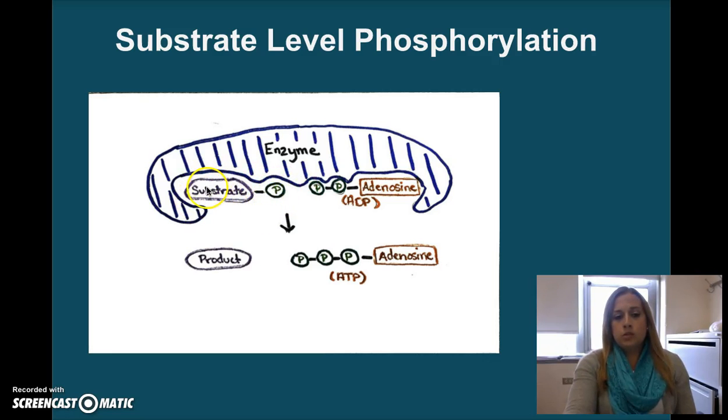This substrate is going to attach to an enzyme, and here you also have ADP, so you have an adenosine with 2 phosphate groups. While these two are attached to the enzyme in the active site, this ADP is going to become phosphorylated to ATP, and so afterwards when the enzyme releases all of this, you now have your product minus the phosphate group, and now you have a third phosphate here making ATP. So this is an example of substrate level phosphorylation, which is one of the types that we're going to study in this chapter.